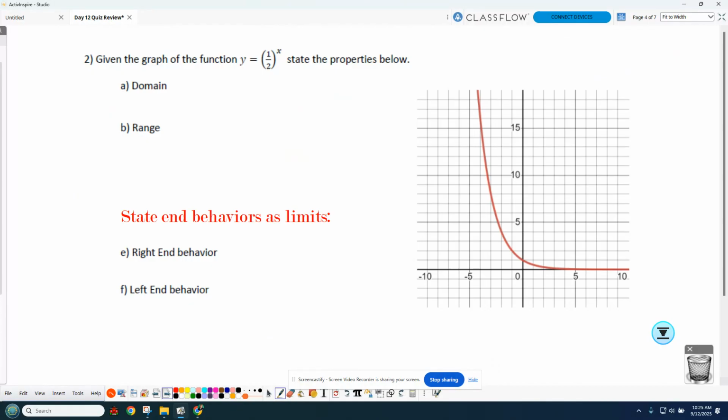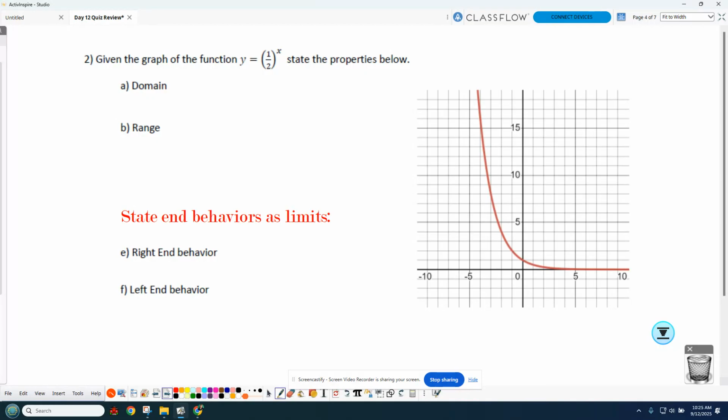Can you do this question? It's on the top of page 10. How do you find the domain, guys? What is that asking? All the x values that can go in.